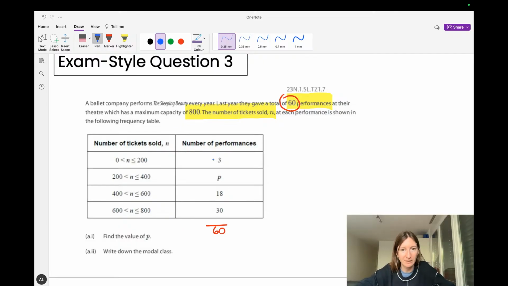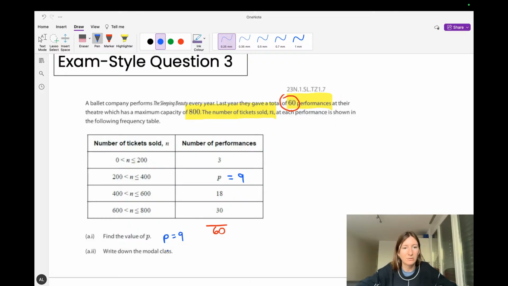It's very useful. All right, so if we add all of these up, we need it to make 60. So we have 48. If we do that, 30 plus 18 is 48. Plus 3 is 51, so it's a missing 9. So we know that P equals 9.